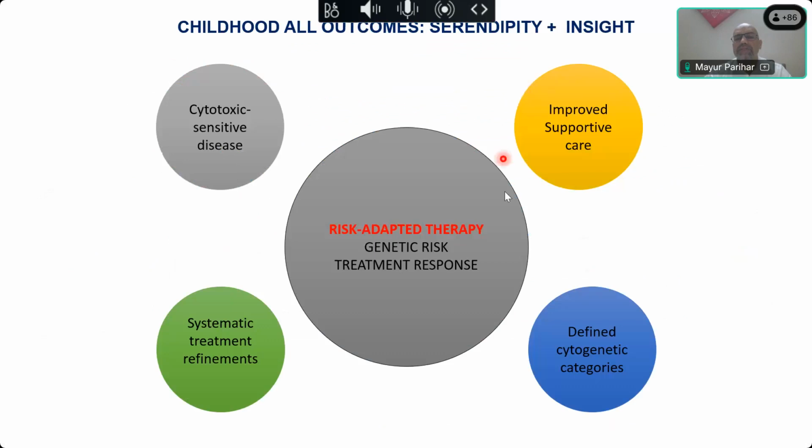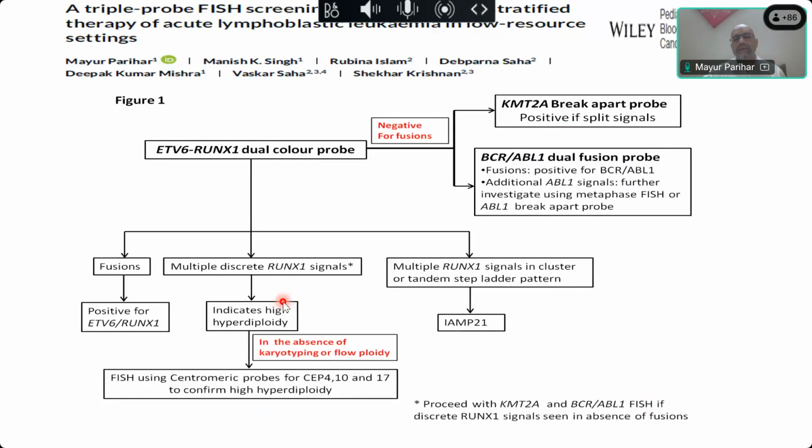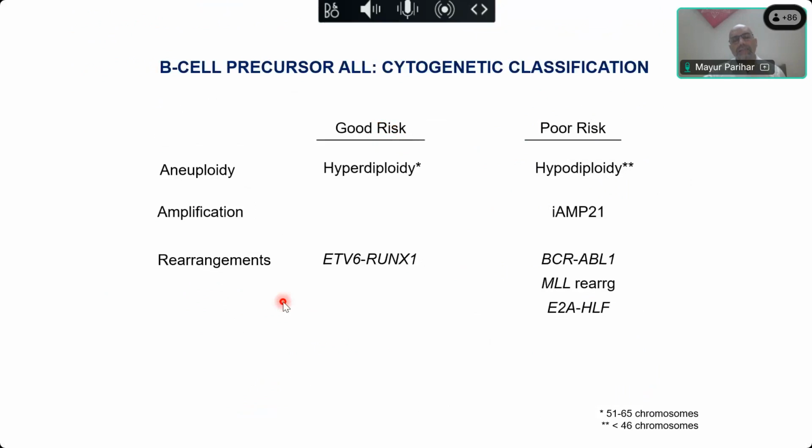And how has this been possible? This has been possible by risk adapted therapy using genetic risk as well as treatment response, that is your minimal residual disease. Although in all these years, in these 3-4 decades, no new drugs have come, it is just repurposing of the existing drugs. What has happened is we have been able to identify the genetic abnormalities, we've been able to identify the biology of the disease, and then risk stratify these patients. So patients with low risk genetics get low risk therapy, and patients with high risk genetics get much more intensive therapy.